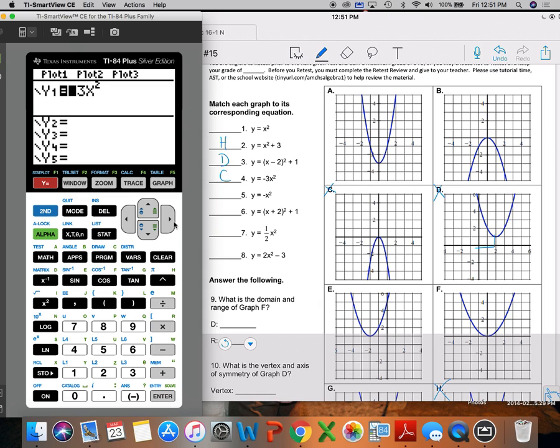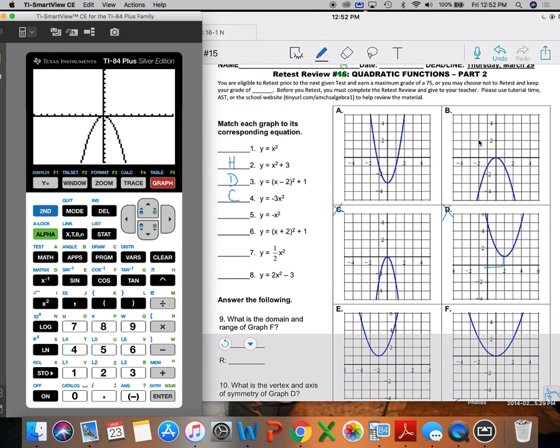Problem 5 is just a negative x squared. So this one I can see is fatter than C. Looks like B. Yep, B is the only one that's upside down and still at the origin. So notice the difference between C and B. When you put that big number in front of x squared, it gets skinnier.